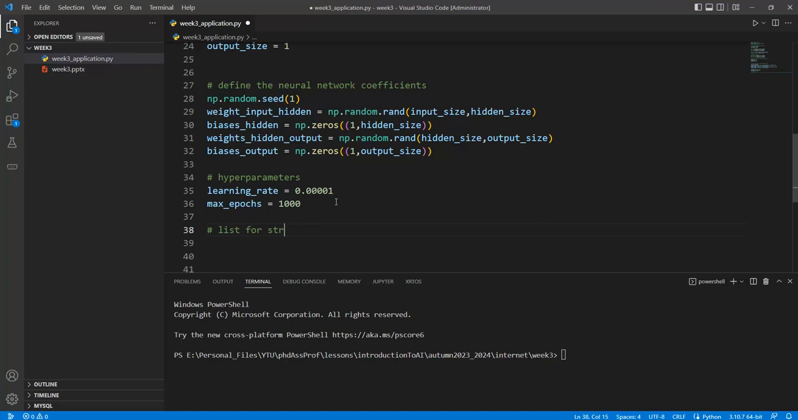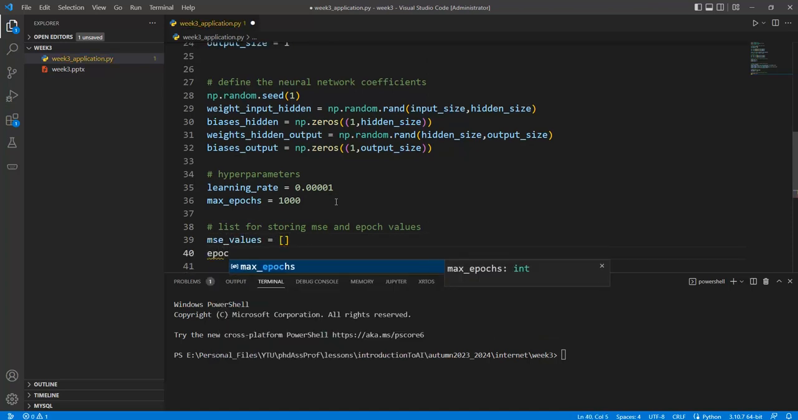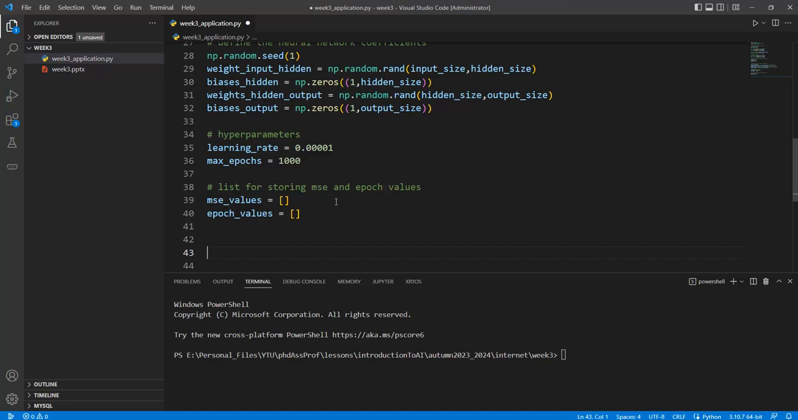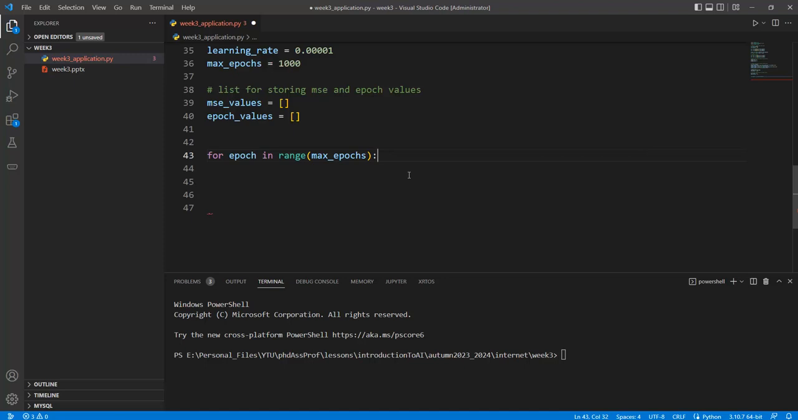It's for storing the MSE, mean square error, and epoch values. For example, the MSE values is defined as an empty list, and the epoch values is defined as an empty list. Okay, so for epoch in range max epoch, this is our basic term to train your network. 1000 times we try to learn the patterns of these terms.